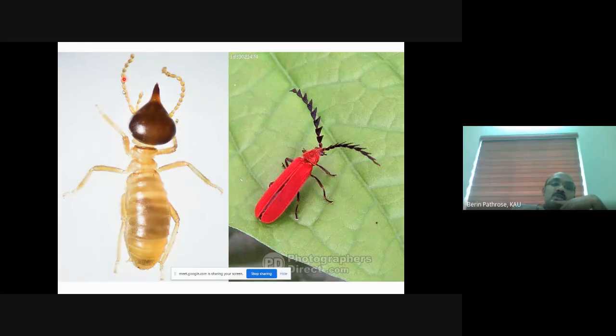So that is moniliform antenna. It is bead-like because the segments are globular or spherical in nature. So the example is termite.